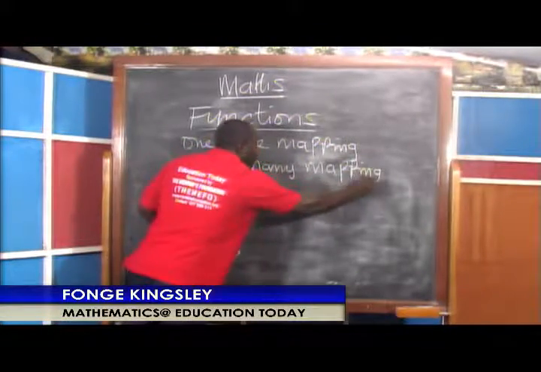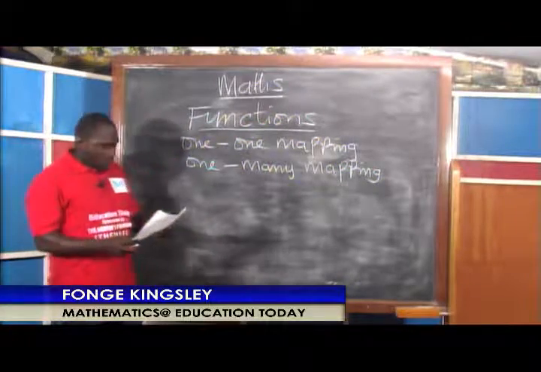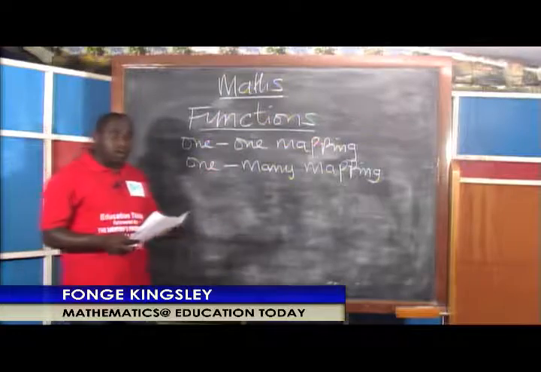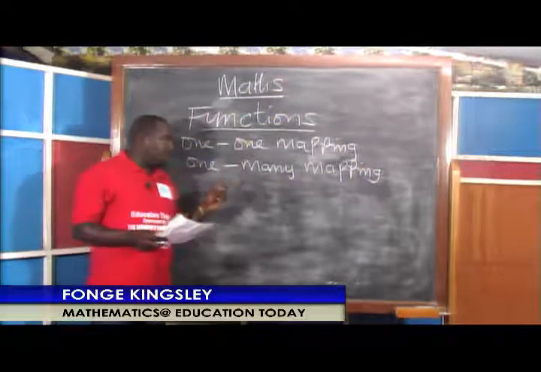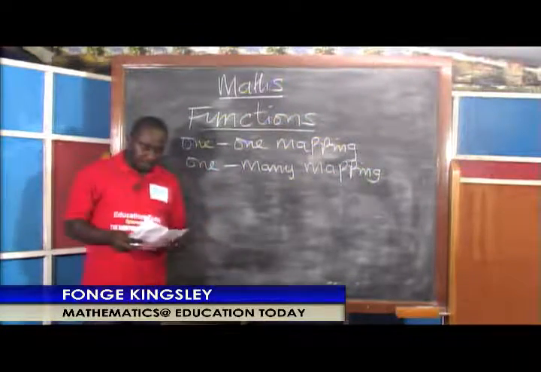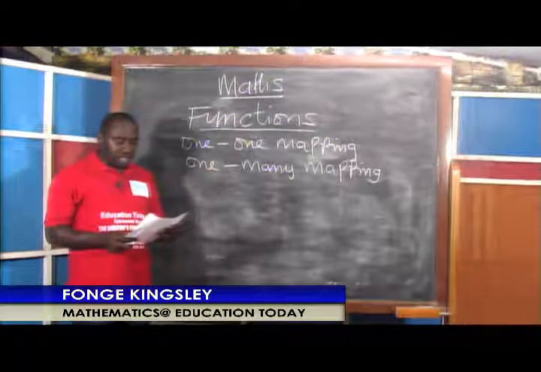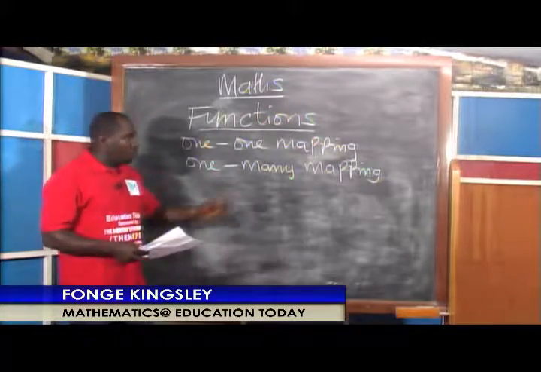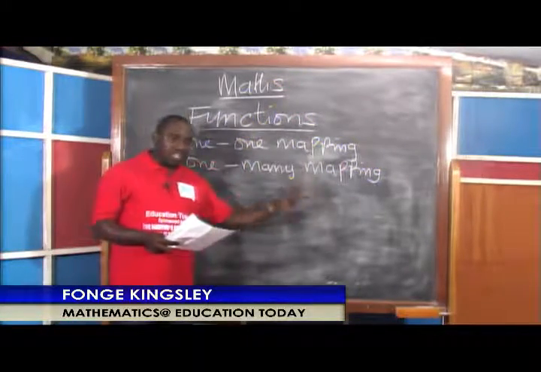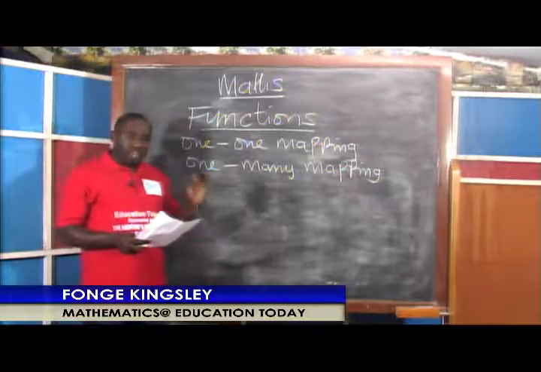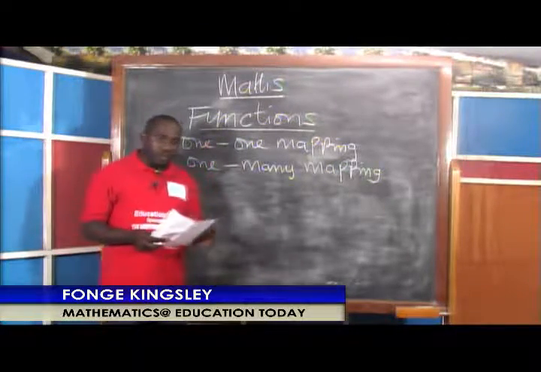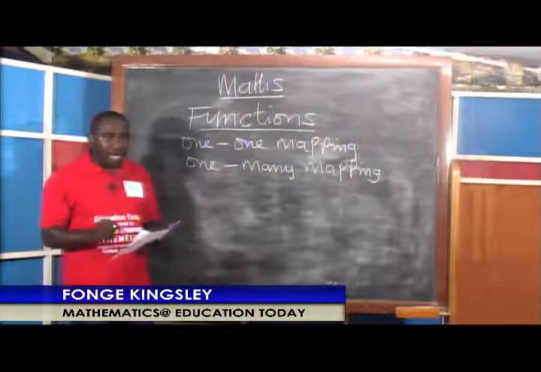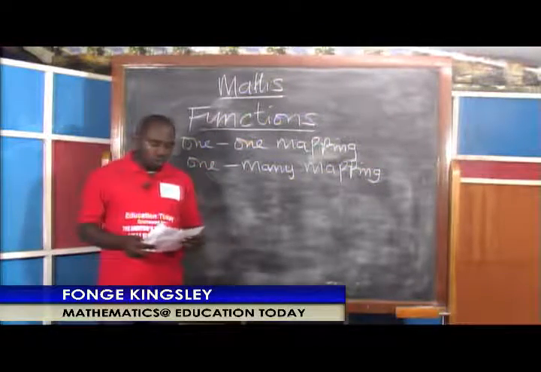Now, what is a mapping? A mapping, of course, is a relation for which for every element of the domain, remember we have said the domain represents the values of x, there exists one and only one image in the co-domain. What is a mapping? A mapping is a relation for which for every element of x, there exists one and only one image in the co-domain.